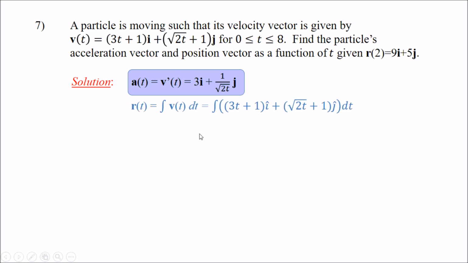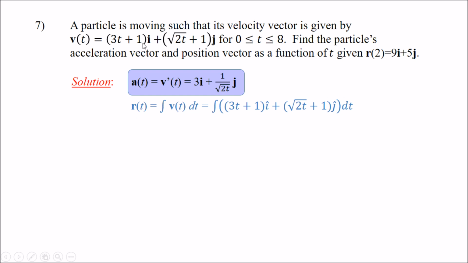Now, as far as the position vector, we need to integrate velocity. So, if you started with position, if you took derivative, you get velocity. If you took the second derivative, you get acceleration. Working backwards, if you started with acceleration, you'd have to integrate to get velocity. And then from velocity, you'd have to integrate again to get position. And that's what I'm doing. I'm starting with velocity and I'm integrating to get position.